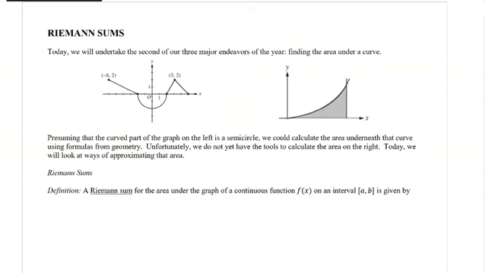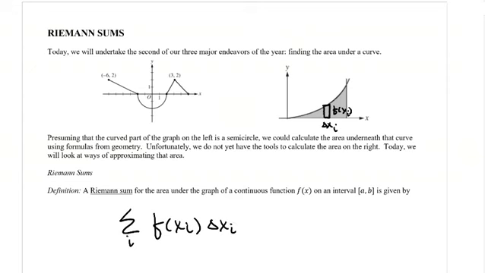So we're going to start with the definition of a Riemann sum. A Riemann sum for the area under the graph of a continuous function on a closed interval is going to be given by the sum of a bunch of rectangles. We're going to add up a bunch of these rectangles that have width delta x and height f of x. Each delta x is going to have its own value, and each f of x is going to depend on where along the sum. So it's going to be the sum over i of f of x sub i multiplied by delta x.